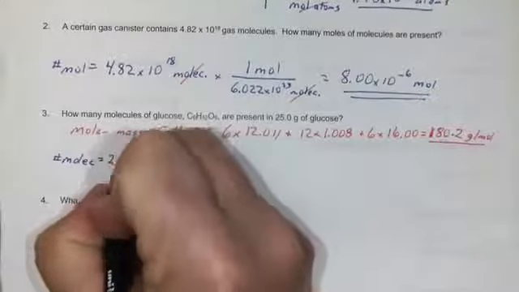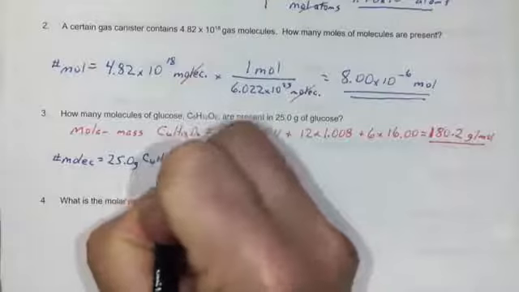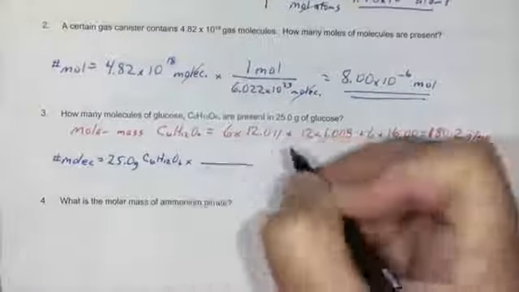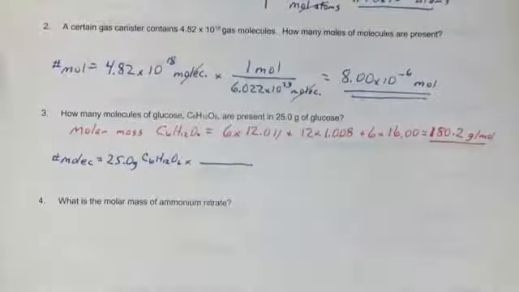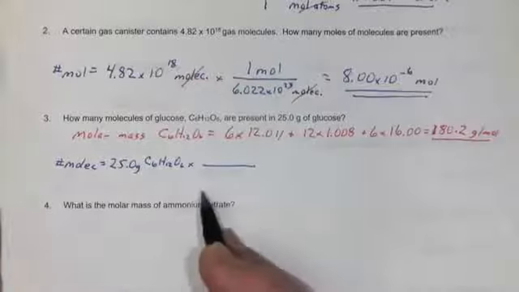I have 25.0 grams of C6H12O6. And the first thing that we will do is to convert from grams to moles. Now, how do we go from grams to moles? We go from grams to moles by using the molar mass.